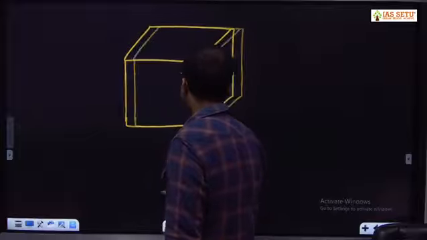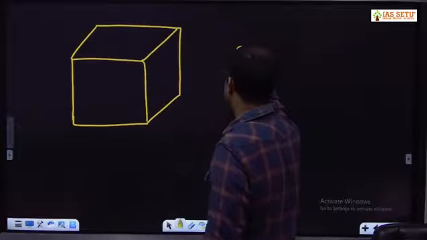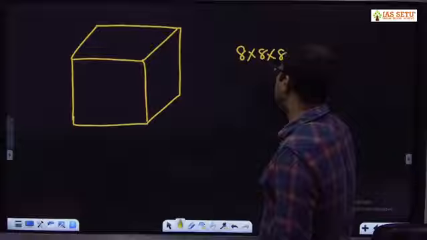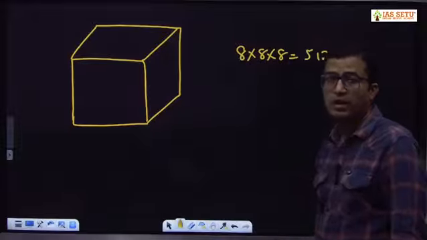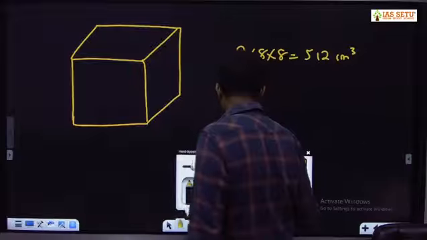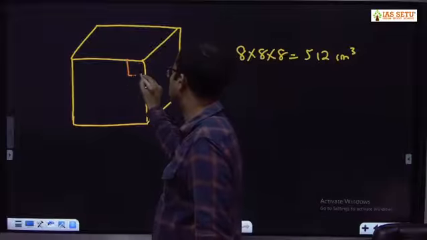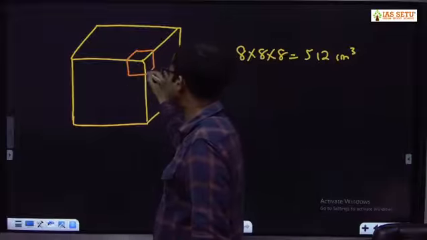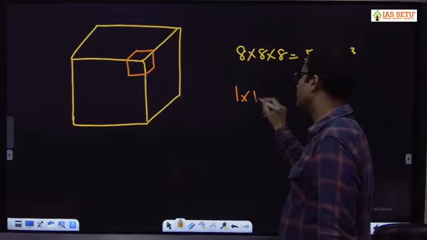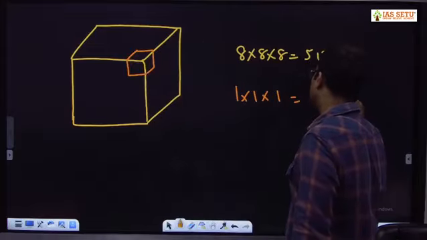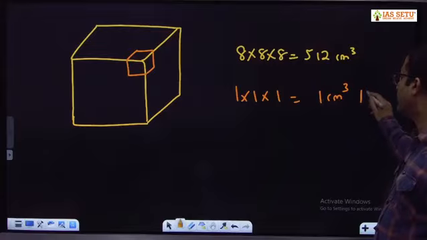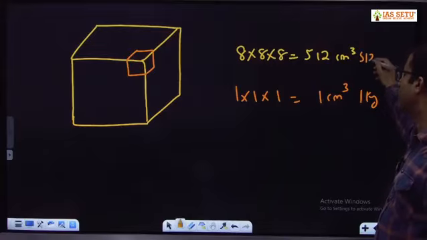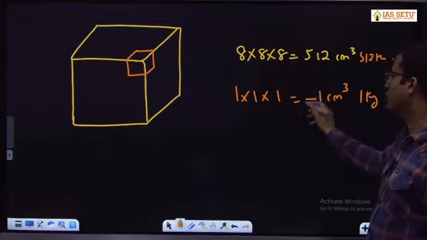So we have an original cube of length 8 centimeter. So it is 8 into 8 into 8, 512 centimeter cube. And we have removed a small cube of length 1 centimeter. So this is 1 into 1 into 1 centimeter cube that has been removed. So we assume if 1 centimeter cube has 1 kg weight, then the original cube has 512 kg weight. So we remove 1 kg.